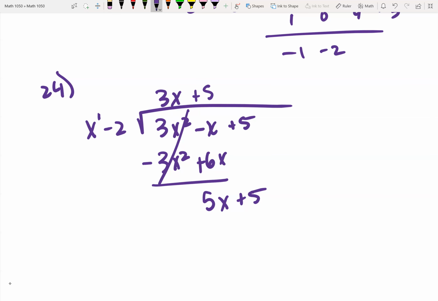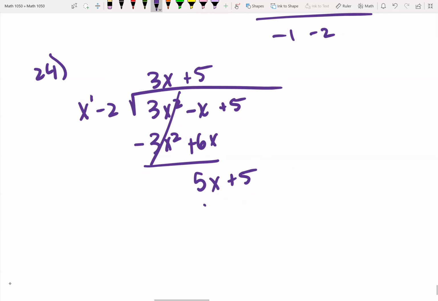What do I multiply by x to get 5x? That's a 5. Distribute. I'm recording! 5x minus 10.